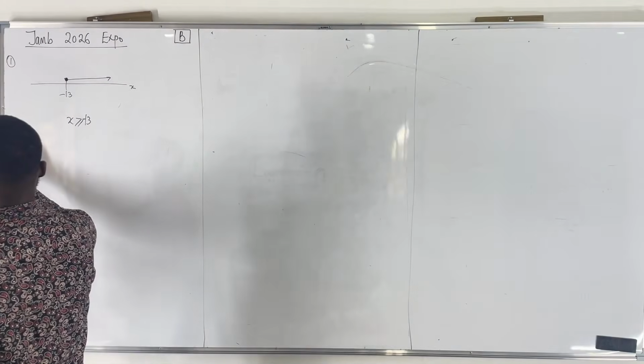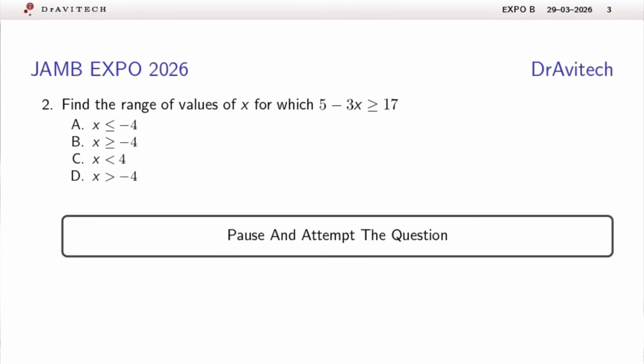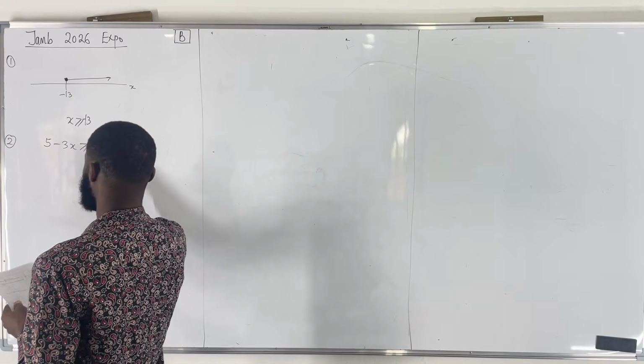So the second one: find the range of values of x for which 5 minus 3x is greater than or equal to 17. So this is inequality. We have 5 minus 3x greater than or equal to 17.